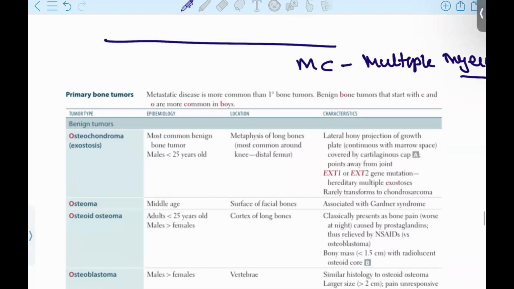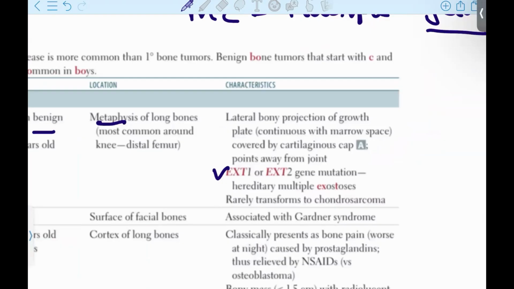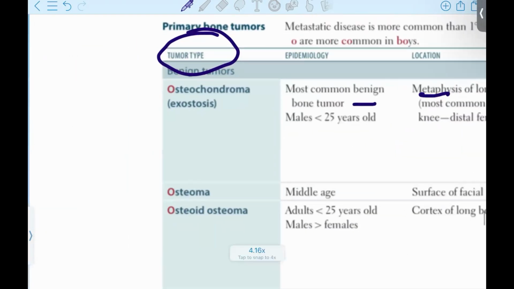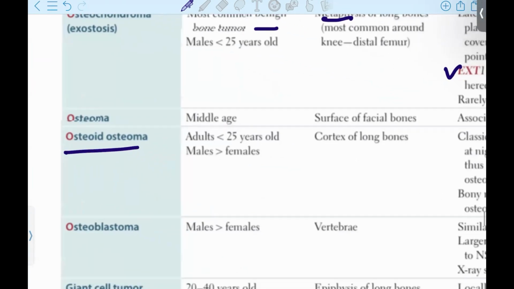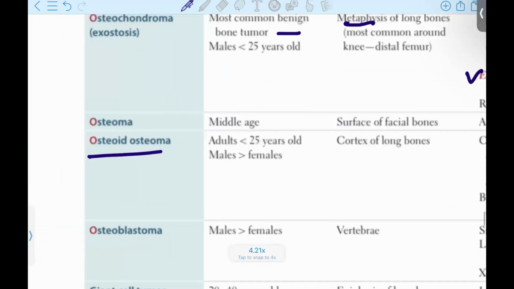Next, coming to the benign tumors, specific features at least you should know. Osteochondroma is the most common benign tumor, seen in the metaphysis of the long bones. And what are the other features? The EXT1 and EXT2 genes are involved in this condition. Okay, next one, osteoid osteoma. In osteoid osteoma, the patient will have a classical feature: when they take NSAIDs at night, the pain disappears. So that is osteoid osteoma.